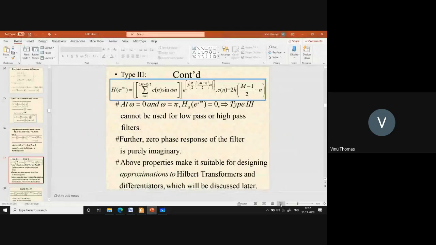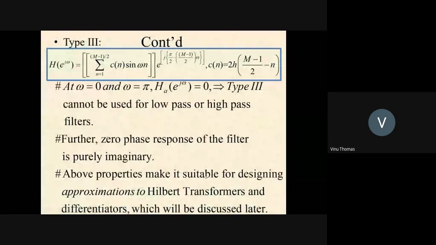we will see later that you can design only Hilbert transformers and differentiators. You can design Hilbert transformers and differentiators, which are special kinds of band pass filters, which we'll be discussing later when we see design of FIR filters. Right? Okay, we'll move on.